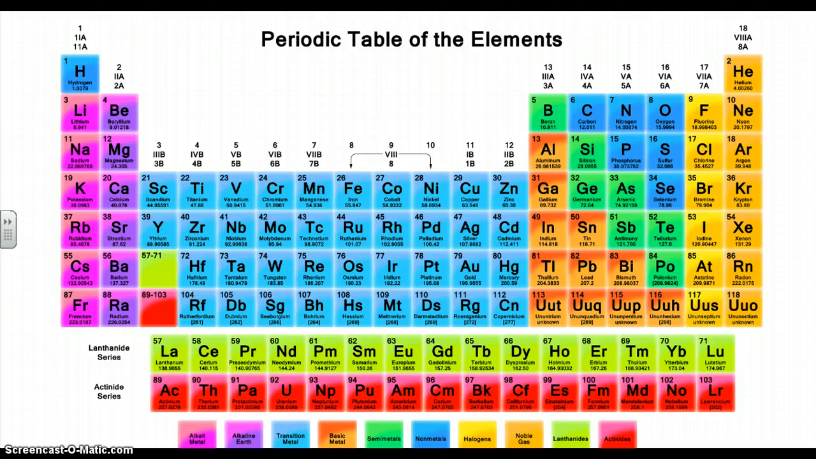The periodic table is also organized by categories. They're in rows and columns based on their characteristics. So they're organized by whether they are the same types of things.